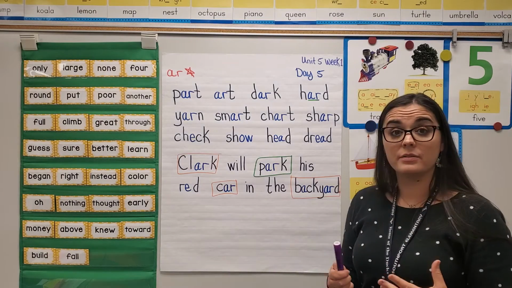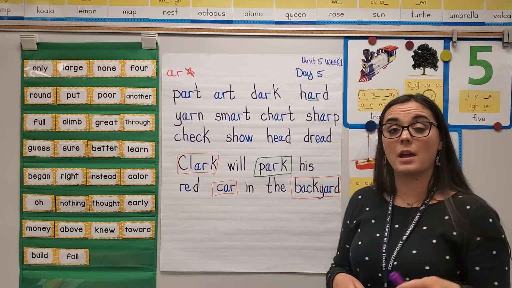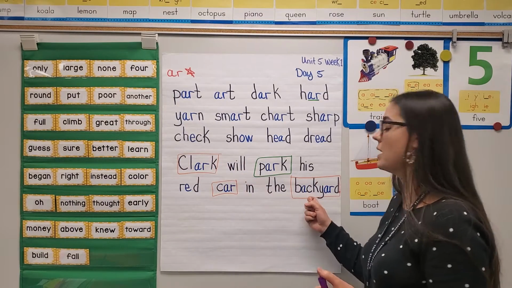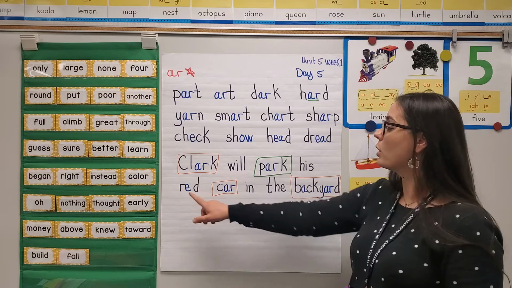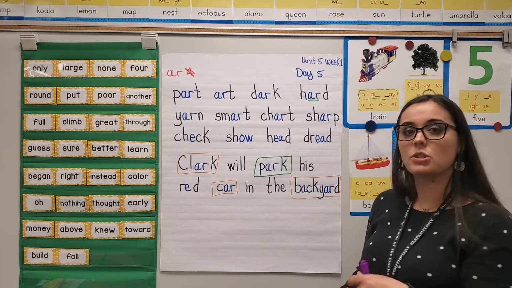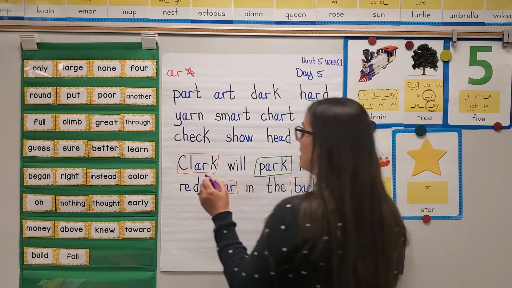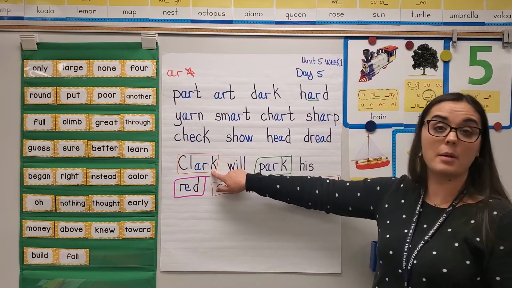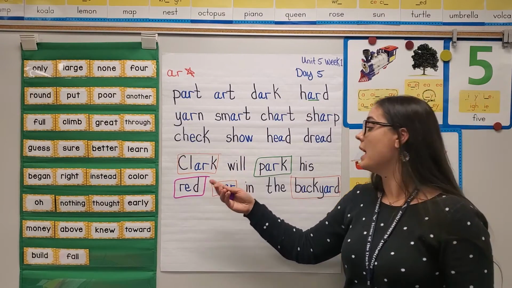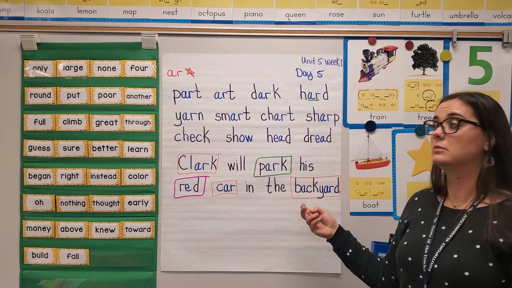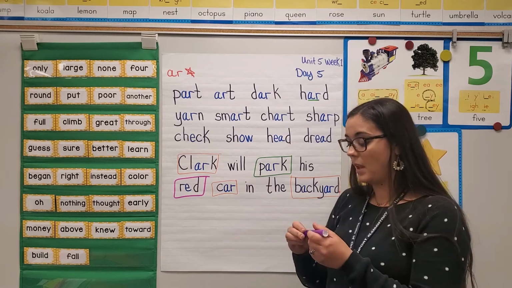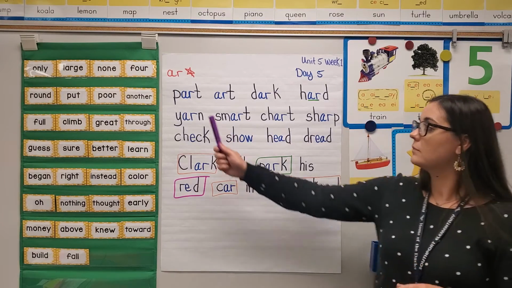So we also have an adjective. So an adjective is a word that describes a noun. So we have three nouns here. We've got Clark, we've got car, we've got backyard. So the word red is a describing word. It's an adjective. It is describing the car. It's not describing Clark. Clark is not red. It's not describing the backyard. As far as I know, the backyard's not red. The car is red.